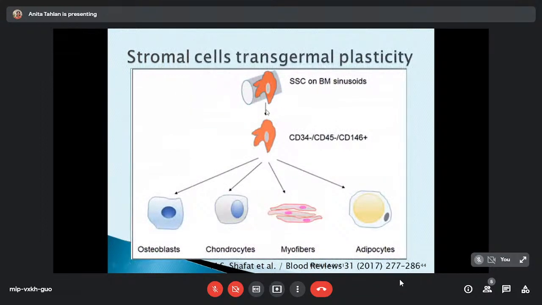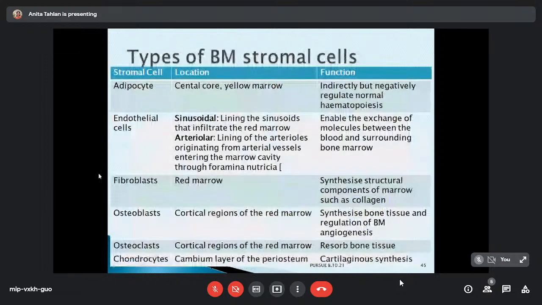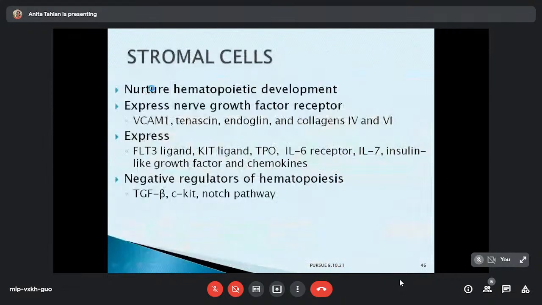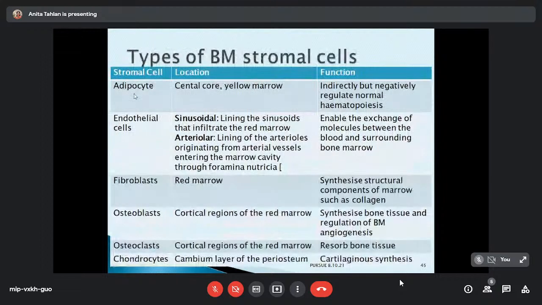The majority of them are supposed to arise from the skeletal stem cell, which is located on the bone marrow sinusoids. And there is significant plasticity, in the sense that these cells can be formed whenever they are required. So what are these cells? The various cells included in bone marrow stromal cells are the adipocytes, which are in the central core and yellow marrow. They indirectly and directly influence hematopoiesis.